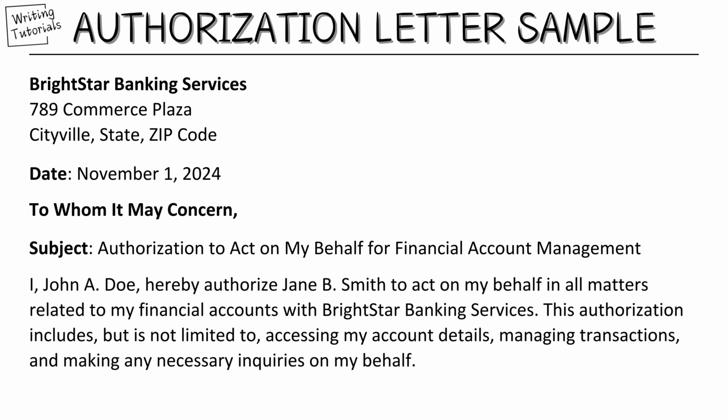Adding the authorized party's information. Next, include detailed information about the authorized person, their address, phone number, and email. This makes sure the company has a way to reach out directly to your representative if needed. Here's how it might look. Authorized party: Jane B. Smith, 123 Maple Street, Cityville, State, zip code. Phone, 555-123-4567. Email, jane.smith@email.com. Listing this information gives the letter a professional feel and ensures everyone knows exactly who is authorized to act.